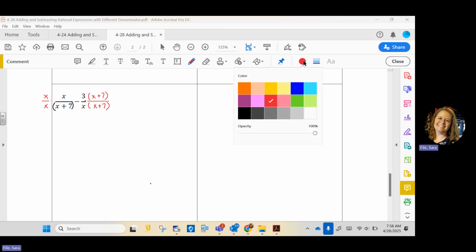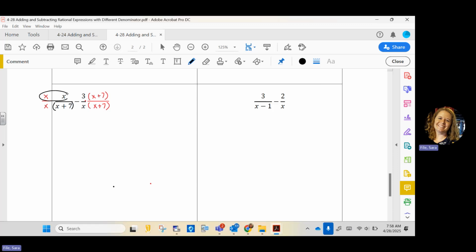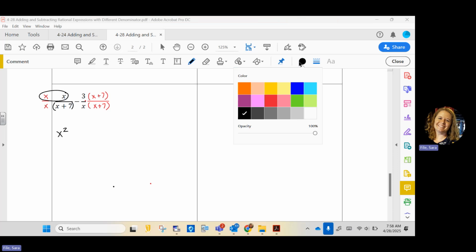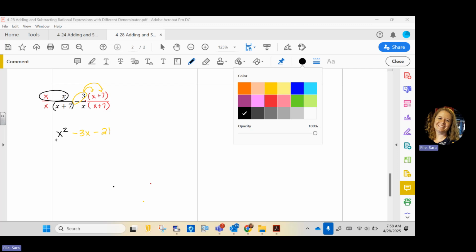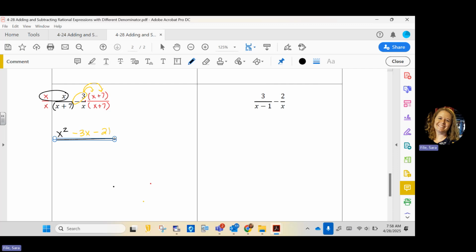All right, so when I do that, over here on the left, x times x would be x squared. Now I could go ahead and combine the minus and the 3 and get it all distributed at once, which is what I would typically do. So that's going to be minus 3x minus 21. And this is all together over x times x plus 7.